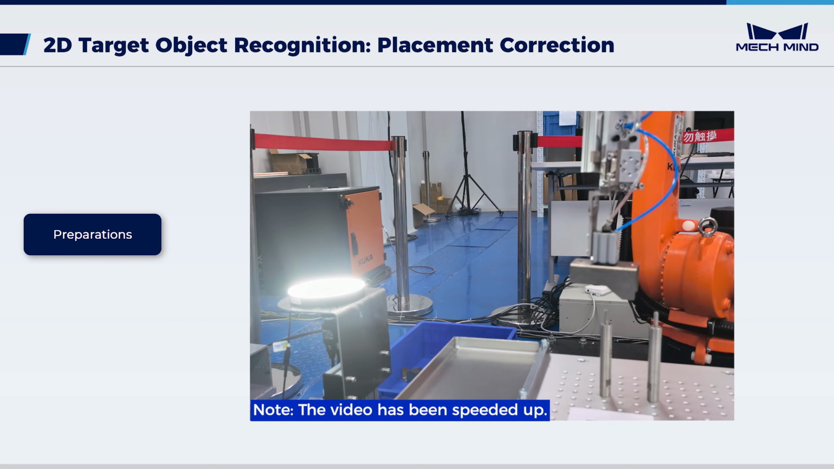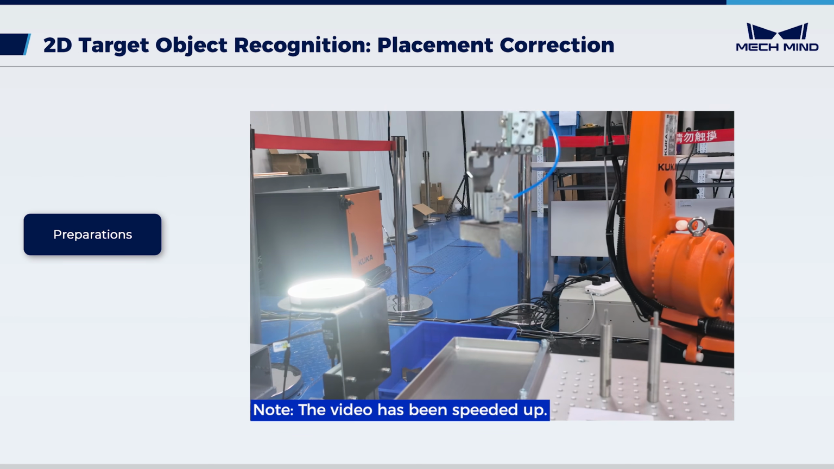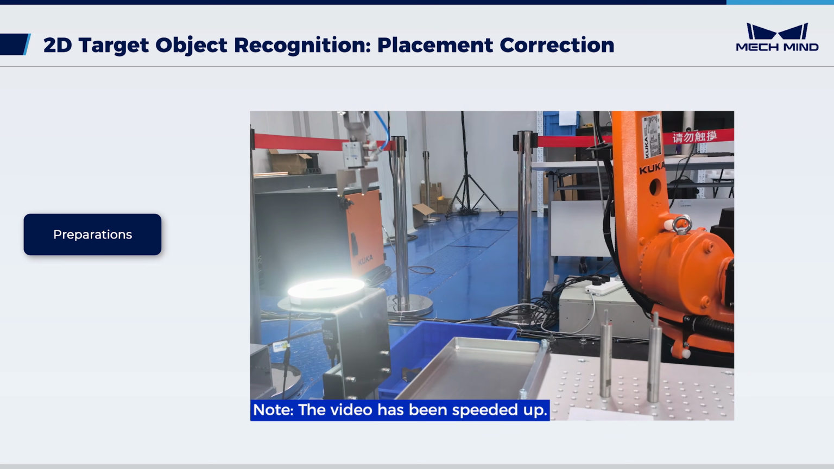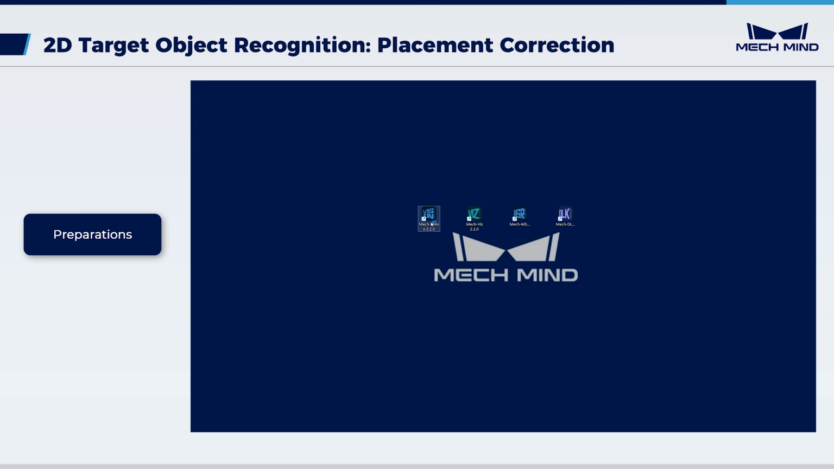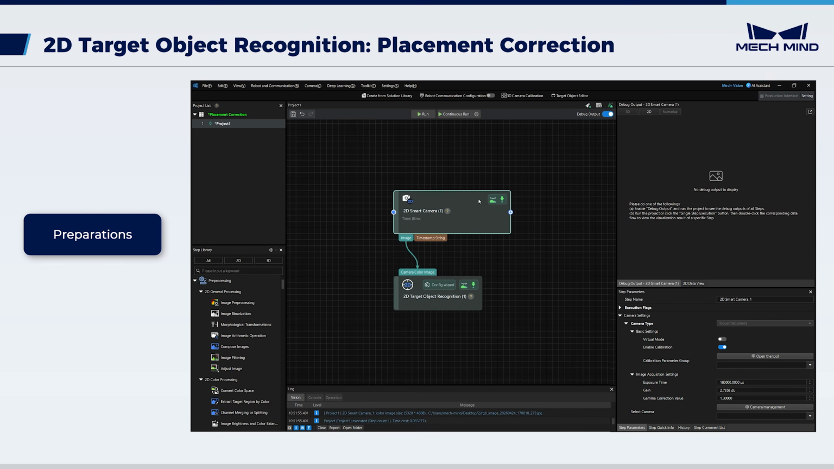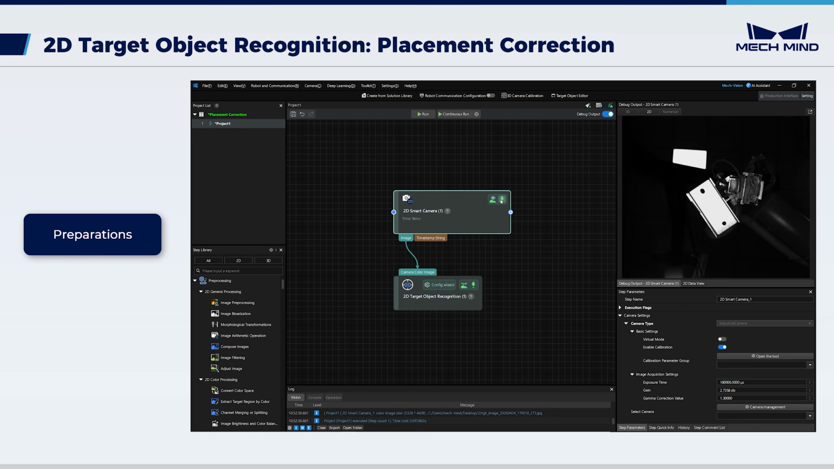After teaching is completed, move the robot to the image capturing point of the 2D camera, and proceed with the software operation. Open Mech-Vision. Complete the 2D camera calibration. Make sure the camera can capture images normally, and that the image quality meets the required standards. For this scenario, it's recommended to increase the exposure time in the image acquisition settings. This adjustment allows the pixel values of the target object to approach 255.